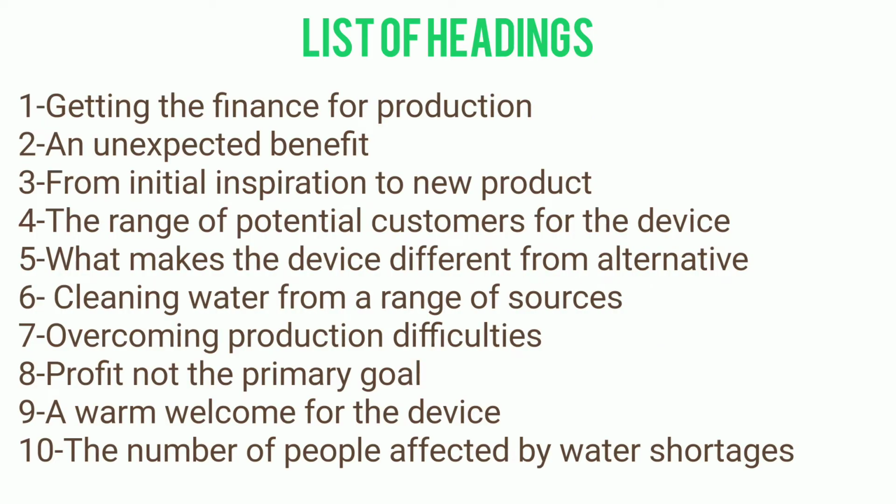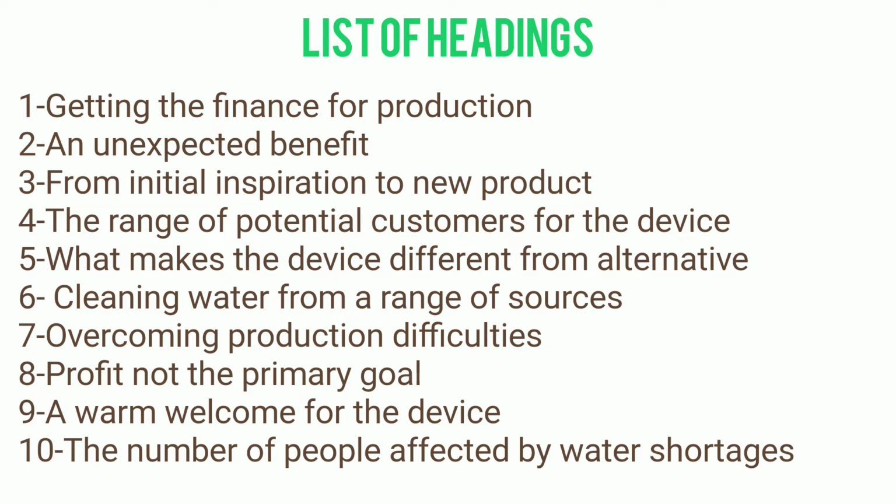The first heading says getting the finance for production. Again, it is not talking about the finance and the production, so let's eliminate 1. An unexpected benefit. Again, there is no benefit, so let's eliminate 2. Third is done, so already eliminated. Fourth, the range of potential customers for device. Again, it is not talking about the customers and the device, so fourth is not the appropriate heading. Fifth, what makes the device different from alternative. Yes, it is talking about the uniqueness, and fifth is also saying that device is different. So let's keep this option open. Fifth one. Okay. Sixth already done, so let's eliminate that.